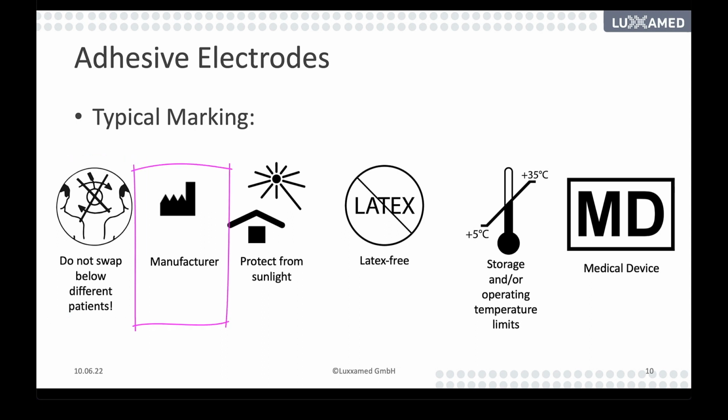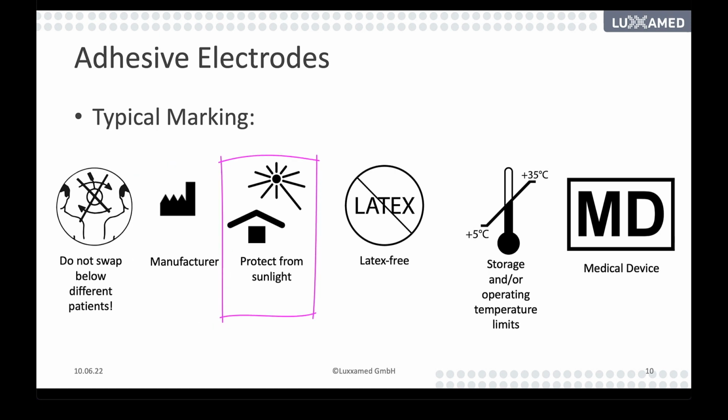Then you have a small symbol of a house or a company, and this is the symbol where you can see who is the manufacturer of the electrodes. Of course, protect from sunlight.